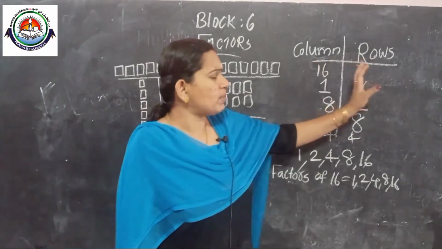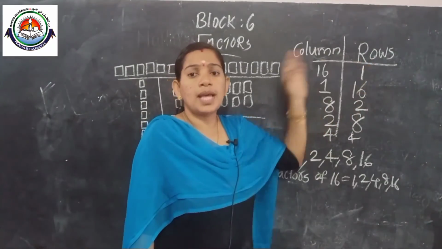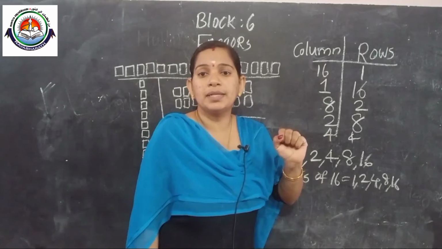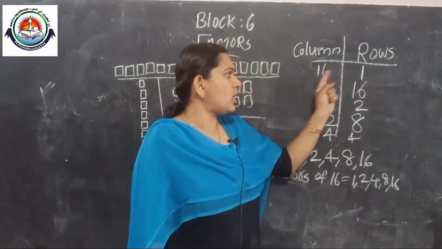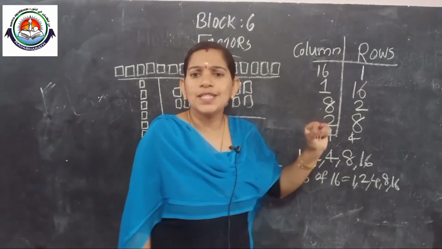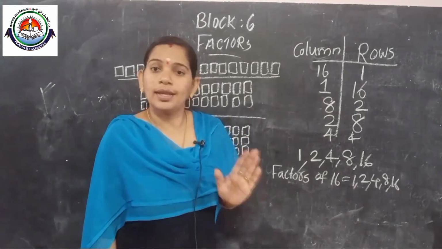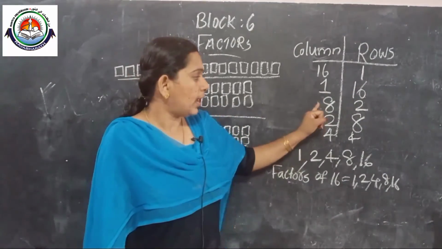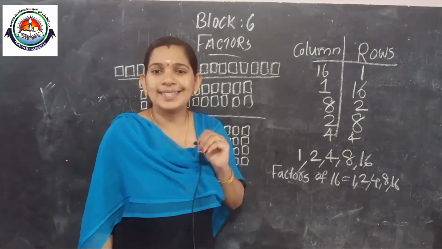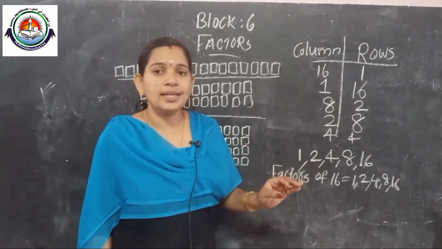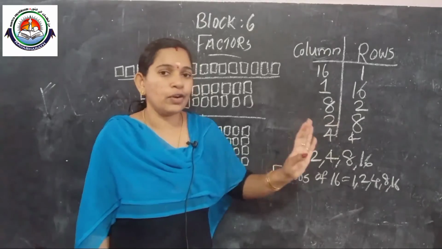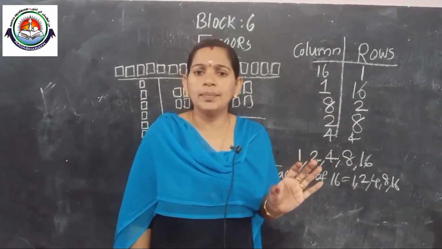Then is there any relation between the rows, columns and the number of papers? Look, 16 into 1. What is the value of 16 into 1? 16. 1 into 16, that also is 16. 8 into 2, 16. 2 into 8, 16. 4 into 4, 16.